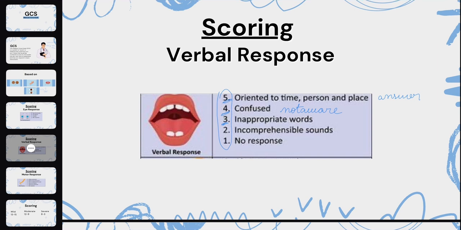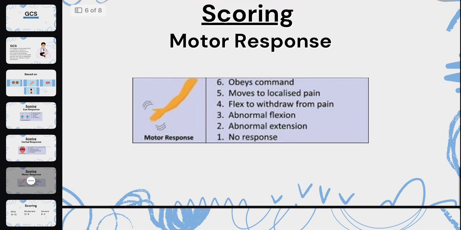And next, you will give 2 points when he makes incomprehensible sounds, for example just "ooh", that kind of sound, which does not make any sense. So 2 points for that, and 1 point is for those who cannot respond to anything, no verbal response at all. Another criteria is the motor response.